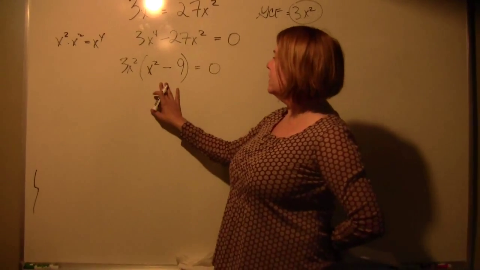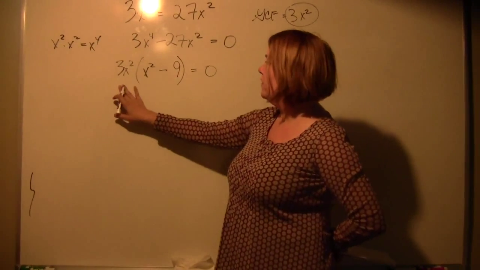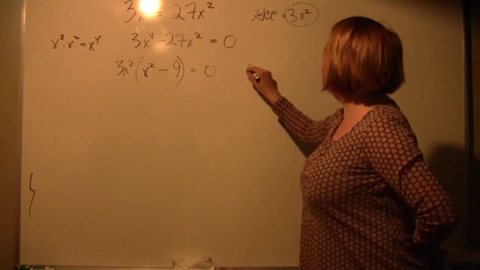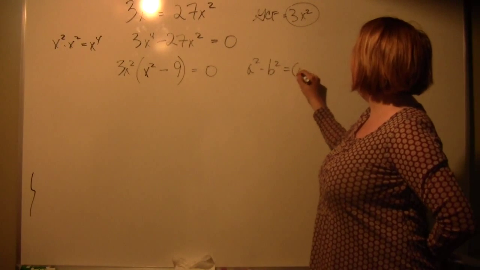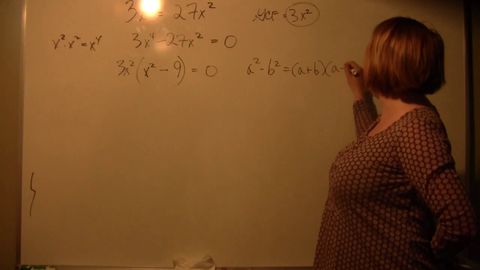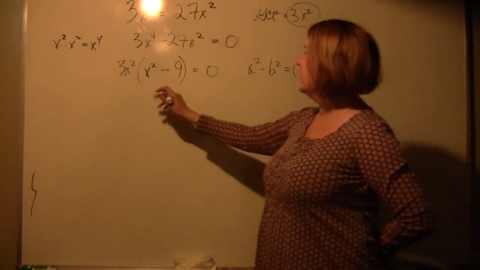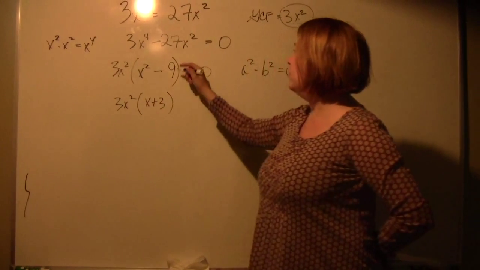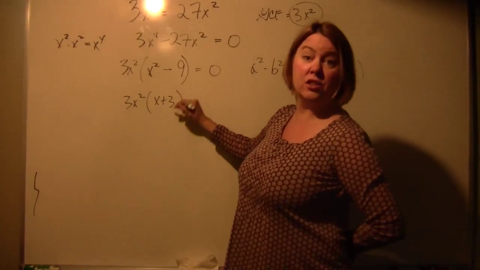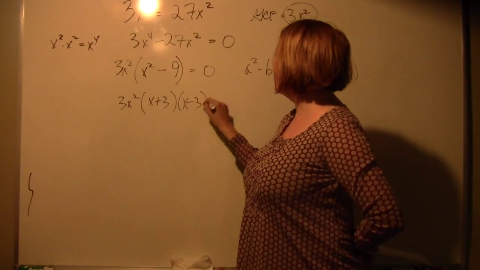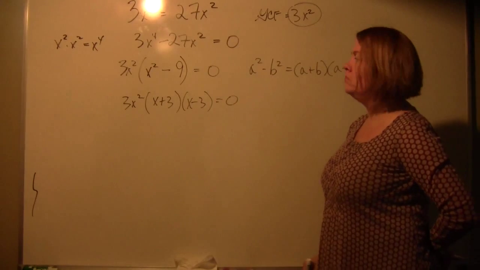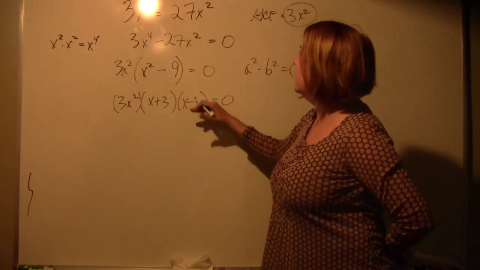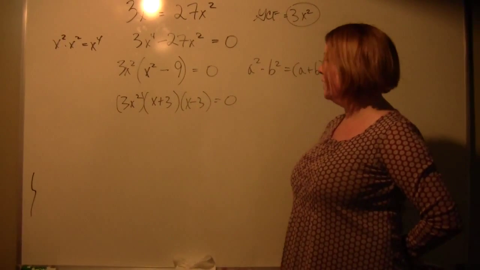Okay, if you look at this, this is not fully factored yet. We've factored out our greatest common factor, and this is the difference of two squares. A squared minus b squared equals a plus b times a minus b. So this is going to be 3x squared, x plus 3, remember it's the squared, so 9 is 3 squared, x minus 3 equals 0. So we have 3 factors. When multiplied together, they will give you that back, okay?